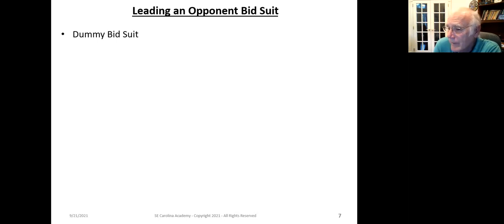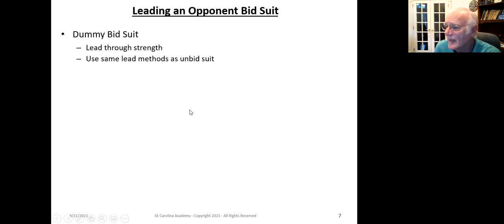However, by leading through the suit that the dummy bid, we're leading through the strength, and the probability is significantly higher that our partner will have something in that suit. And it's even higher because the declarer didn't support that suit. So we get down that priority stream, we can then lead the suit that the dummy bid, and we're going to lead through the strength, and we're going to use the same methods that we used in the unbid suit.